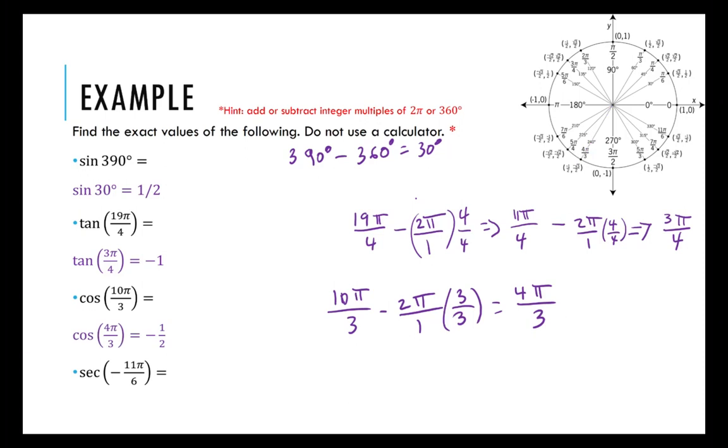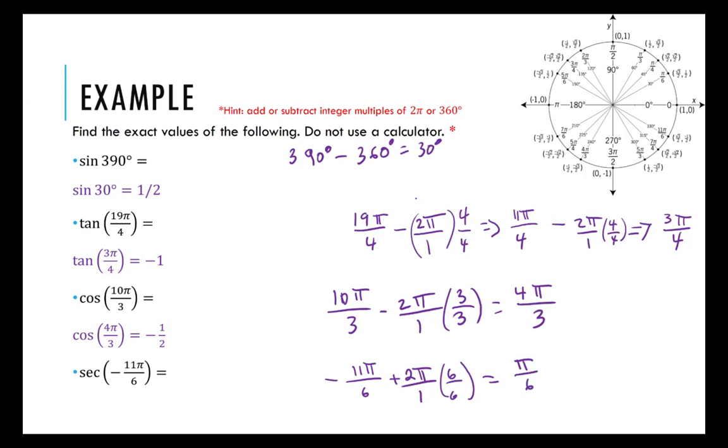Then secant of negative 11 pi sixths. Well, notice in this situation, because it's negative, I'm actually going to add 2 pi to it so that I can get between 0 and 2 pi. And so negative 11 pi sixths, add 2 pi, multiply by 1 in disguise. 2 times 6 is 12. 12 minus 11 is 1, and so this is 1 pi sixth.